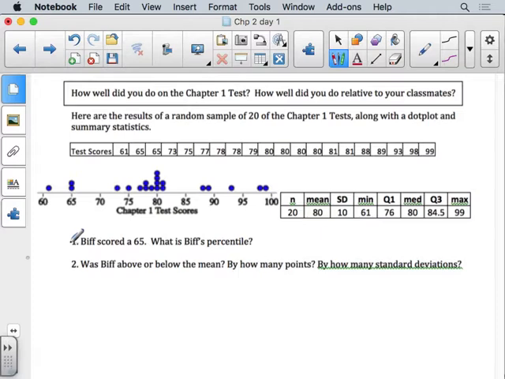Okay, so let's do this first part of this page. Here we have these imaginary 20 test scores from chapter 1. These are not anyone's actual numbers, these are just me making it up. So here's our data, all these test scores. We've got a mean of 80, a standard deviation of 10, median, Q3, max, everything.